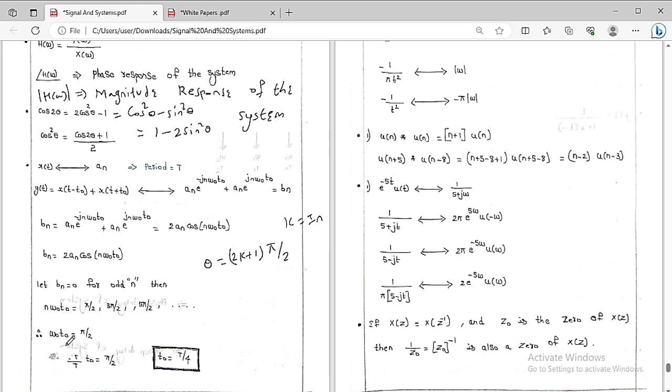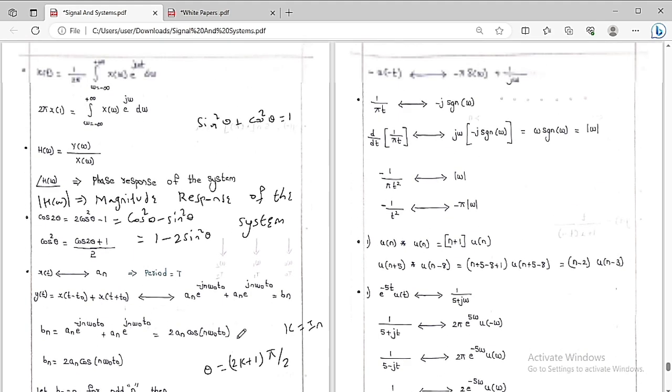So omega naught is nothing but 2 pi by capital T, which is the fundamental frequency of the signal x of t. And omega naught t naught is equal to pi by 2. So if we simplify, t naught is going to be capital T by 4. So these things you always have to keep in your mind. Like this, you always have to analyze.